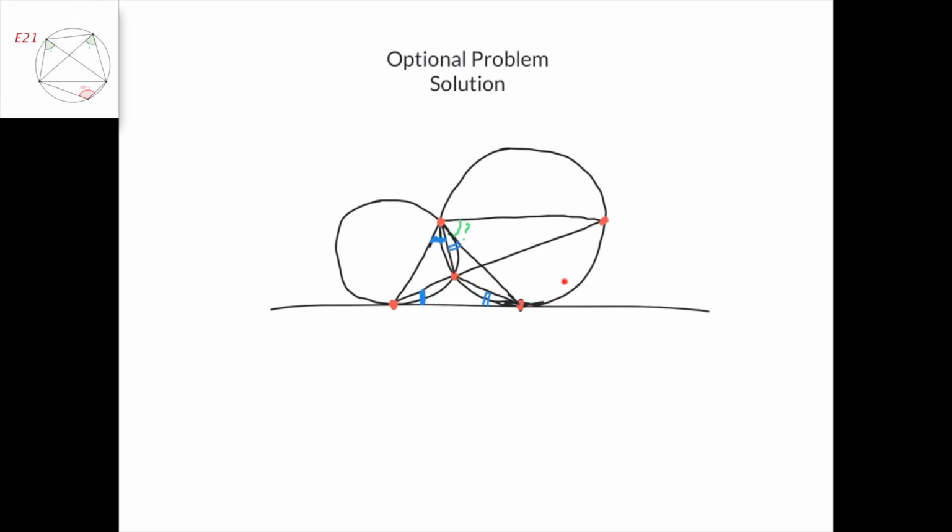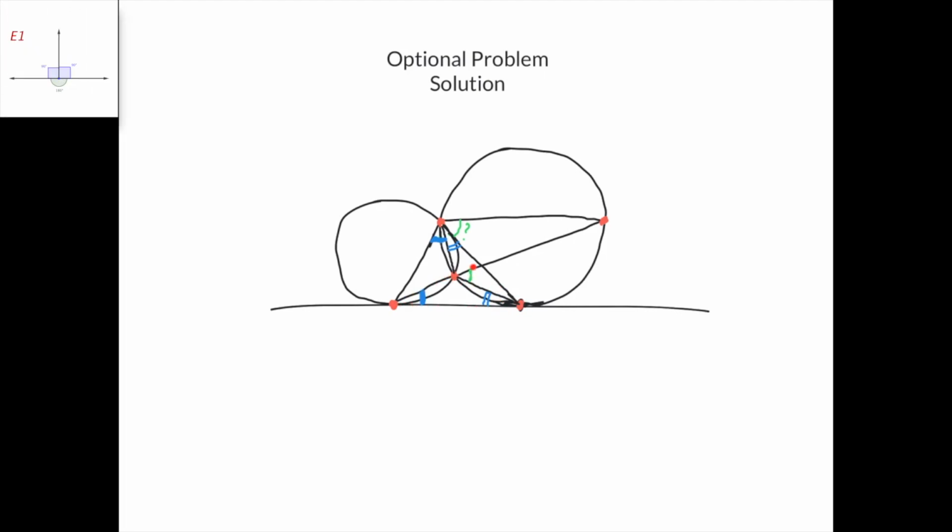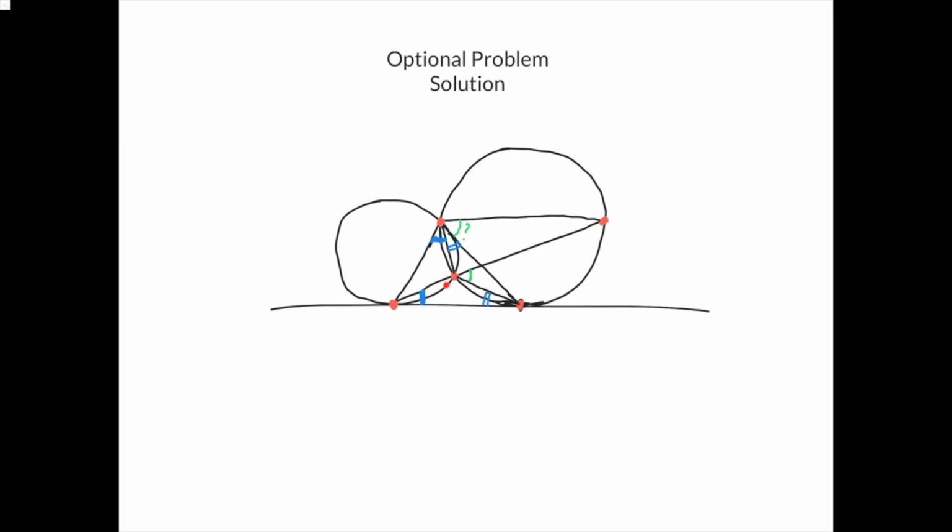Now, since this quadrilateral here is cyclic, we know that this angle equals this angle. So the green angle here moves to here. And now take a look at this triangle. We know that this angle plus this angle is 180, and we know that the sum of the angles in the triangle is also 180. And so the sum of this angle and this angle is 180 minus this angle, which equals this angle. And so the green angle equals the sum of the two blue angles.